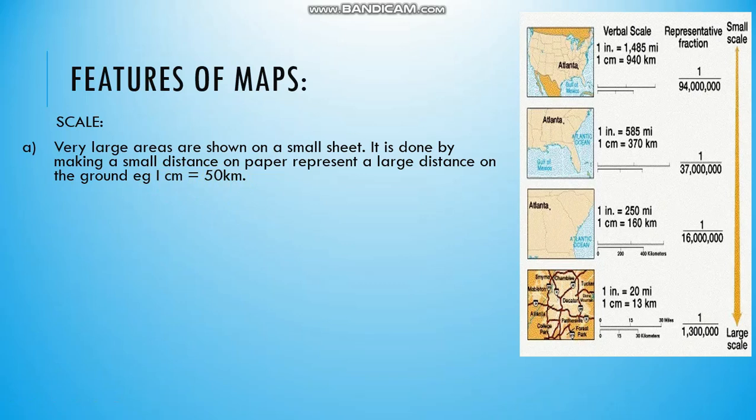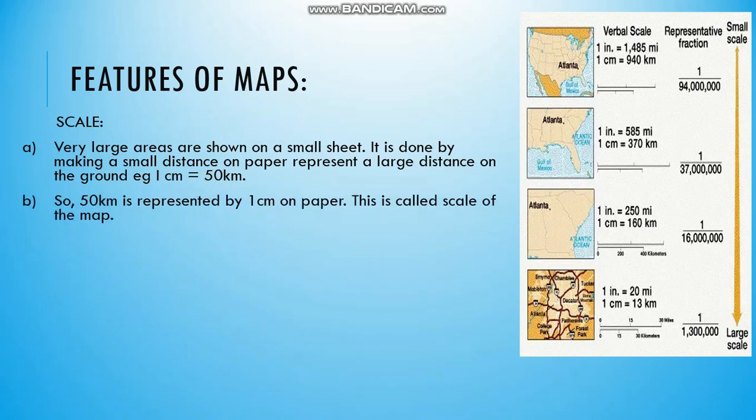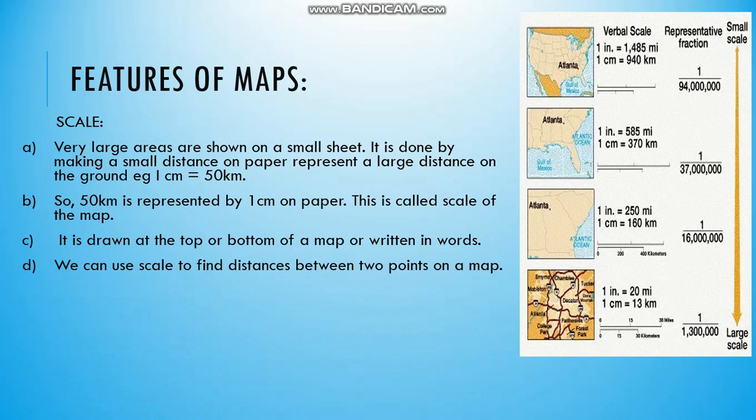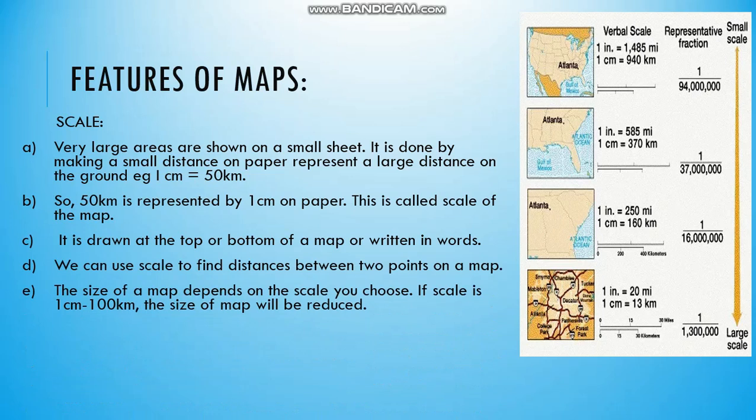There are different types of scales. So 50 kilometer is represented by 1 centimeter on paper. This is called scale. It is drawn at the top or bottom of a map or even can be written in words. We can use a scale to find distances between 2 points on a map. The size of a map depends on the scale you choose.